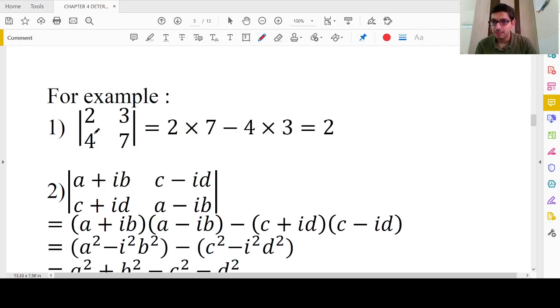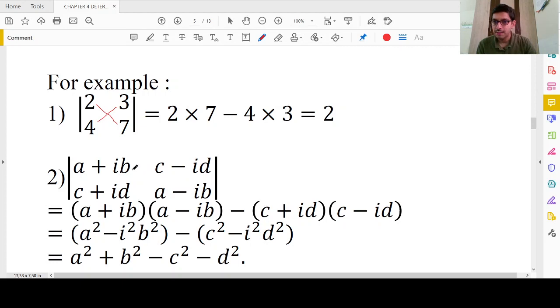So the value of the determinant for a 2 by 2 matrix is the product of the diagonal elements minus the product of the non-diagonal elements. For example, the determinant of 2, 3, 4, 7, which is a 2 by 2 matrix. First the product of diagonal elements, that is 2 into 7, then minus the product of the non-diagonal elements. So it is 2 into 7 minus 4 into 3, that is 14 minus 12. So it is equal to 2.